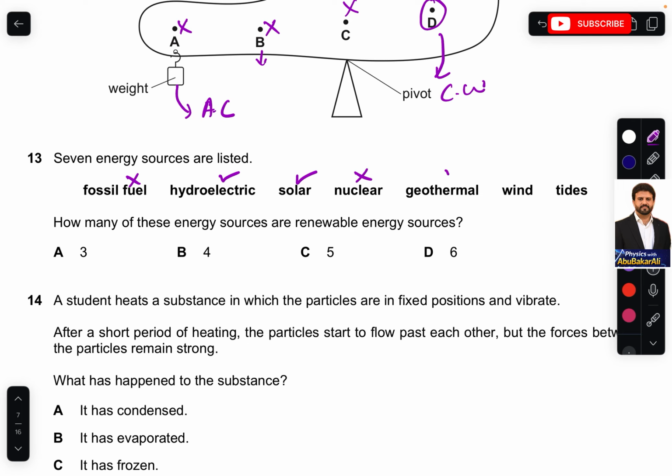Geothermal is renewable. You're not using anything. You just use the heat from the core of the earth and it's not going to run out, right? Wind is renewable, tides are renewable. So 1, 2, 3, 4, 5. So it's option C that is correct.